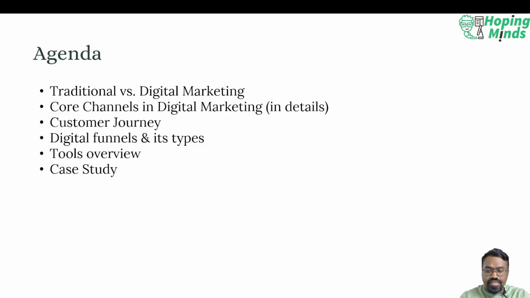So, moving forward, let's set up the agenda of this particular module. In this module, you will learn about traditional versus digital marketing, and what the core channels in digital marketing are, wherein I'll tell you in detail the names and the types. Then you have to understand the customer journey, like what all needs to be measured in digital marketing and what all happens inside. Then digital funnels and their types. We will be learning a bit about tools. I'll give you the overview and then there will be a case study.